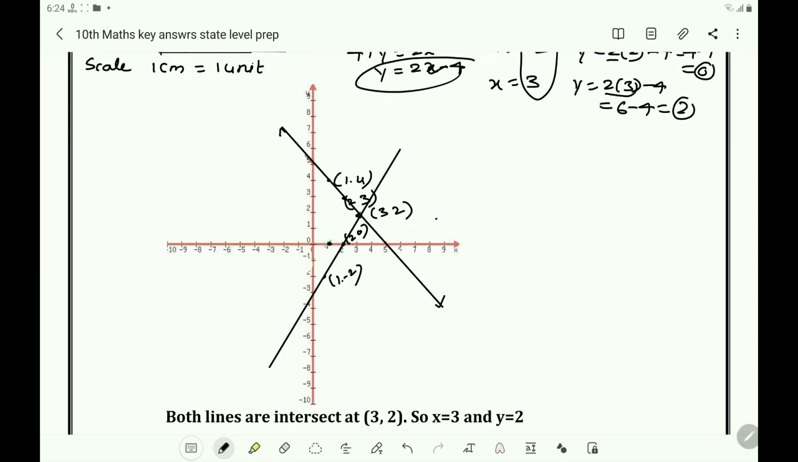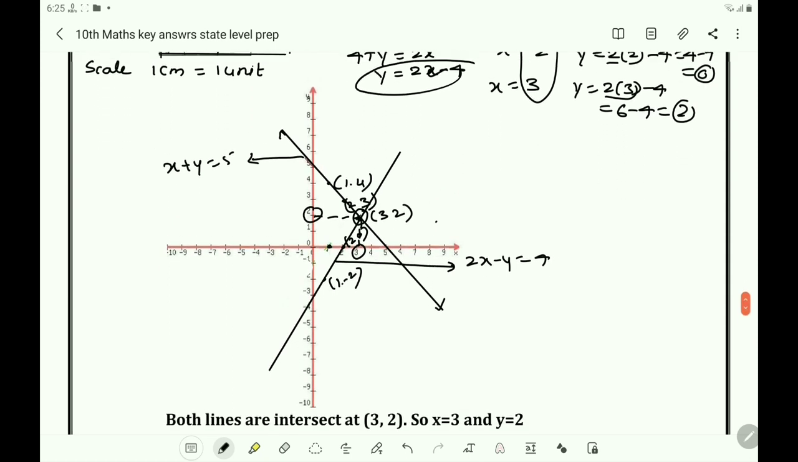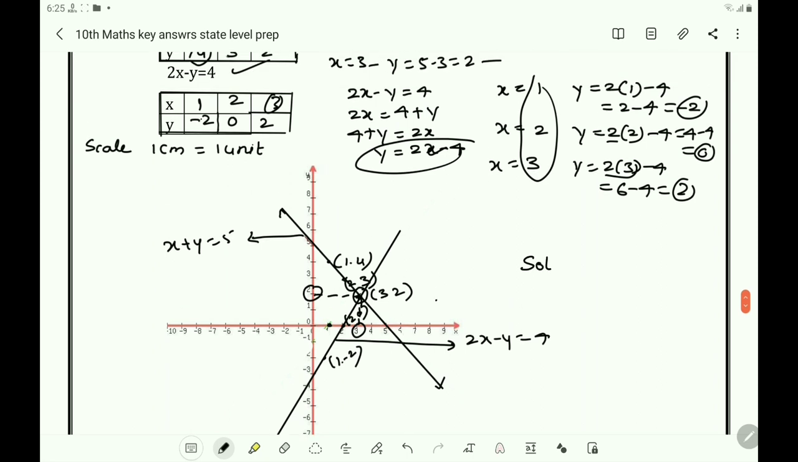This is the graph of x plus y equals 5, and this is the graph of 2x minus y equals 4. Both the graphs intersect at the point 3, 2. So here you will get x equals 3 and y equals 2. Therefore you write the solution x equals 3, y equals 2. In this way, a pair of linear equations is solved by using a graph.